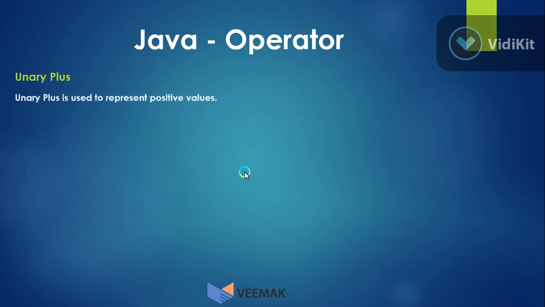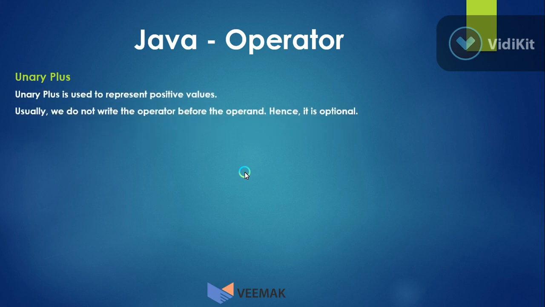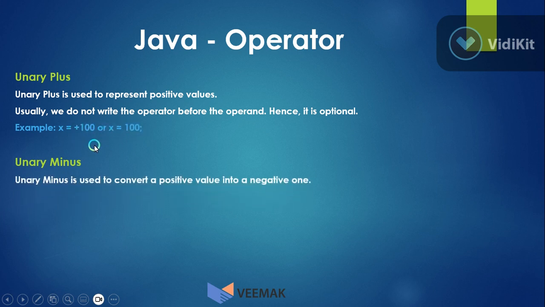Unary plus. Unary plus is used to represent positive values. Usually we do not write the operator before the operand. Hence, it is optional. Example, x = +100 or x = 100. They both are the same.